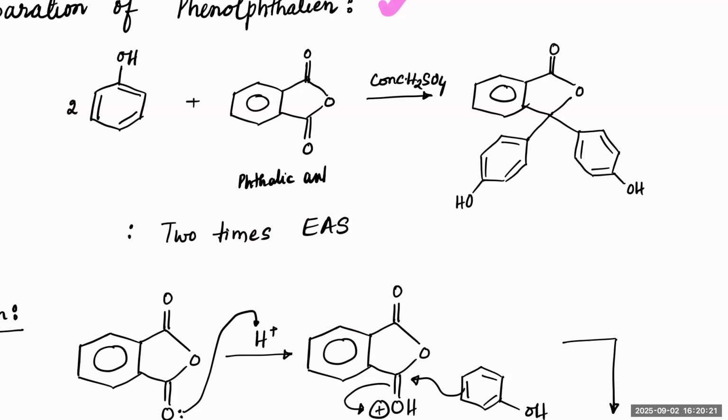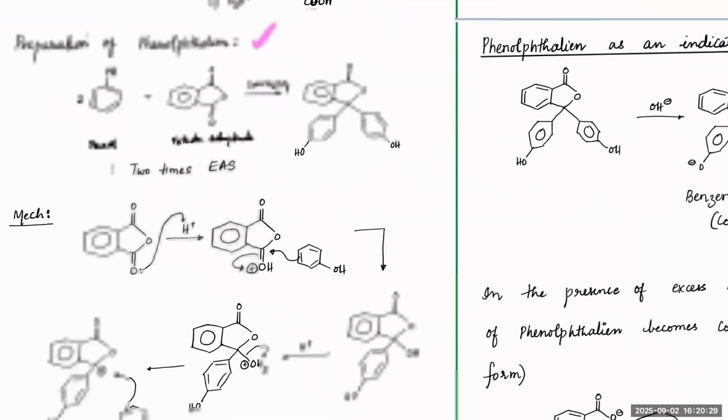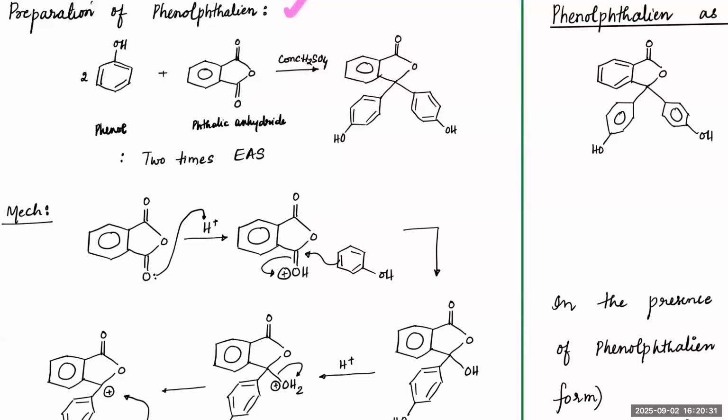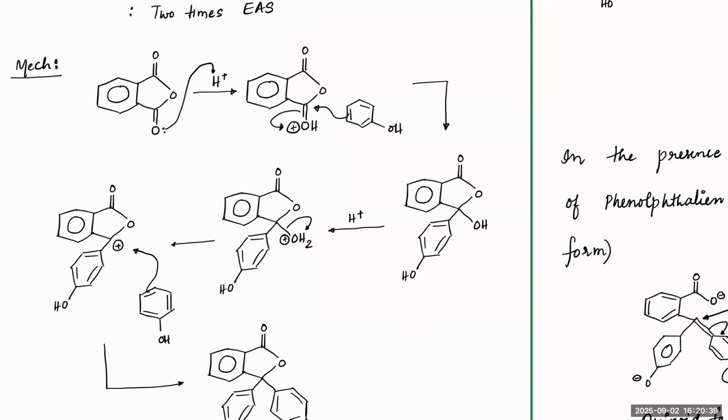Phthalic anhydride. Okay. And this is phenol. Correct. So when you mix these two, phenol and phthalic anhydride, you will get phenolphthalein. Basically, you are making two EAS reactions back to back. How it works?